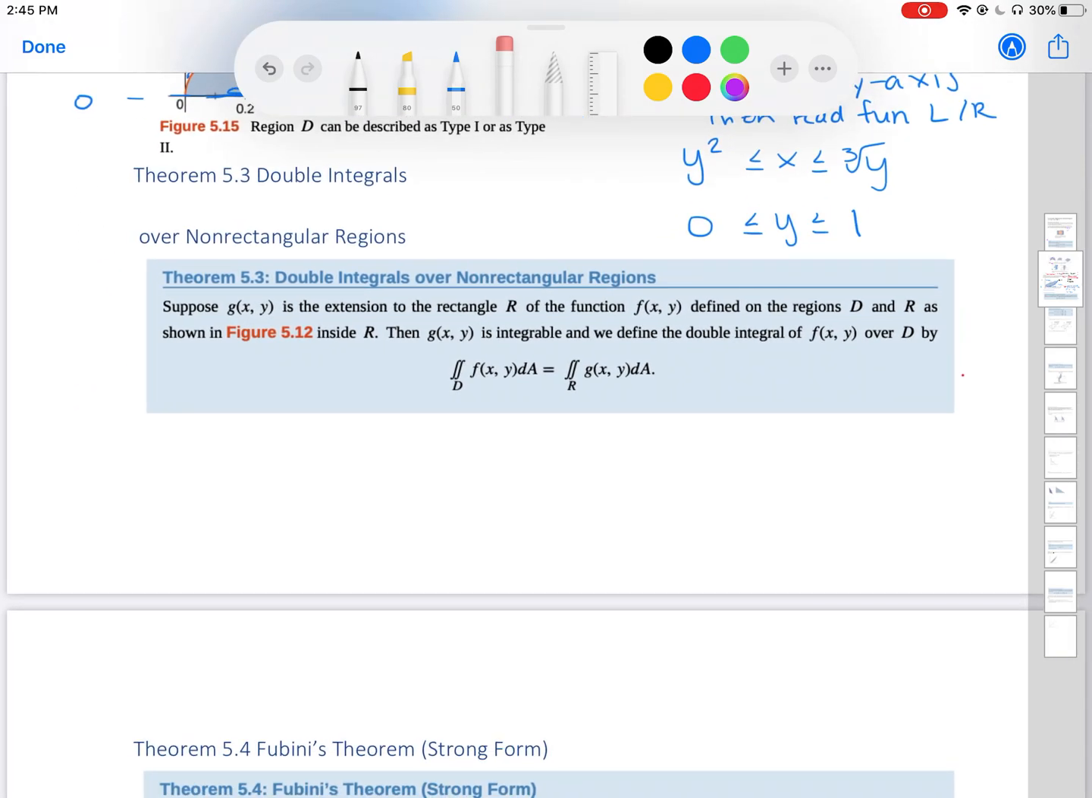Theorem 5.3, double integrals over non-rectangular regions. Suppose g of x y is the extension of the rectangle R on the function f of x y, defined on the regions D and R as shown in picture 5.12, which is that very first picture we saw in our notes. Then g of x y is integrable, and we find the double integral of f of x comma y over D by the double integral of f of x y dA.